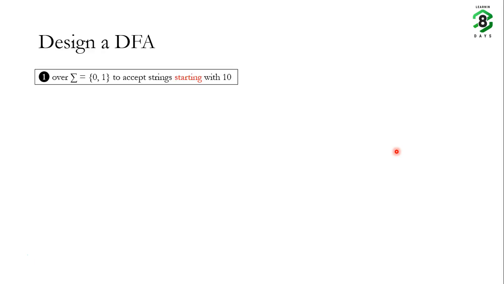So let's start by asking the first question, which is to design a machine over input alphabet 0 and 1 to accept strings starting with 1, 0. Whenever you are given a problem like this, first try to understand what kind of a language will be accepted by the DFA that you are going to design.